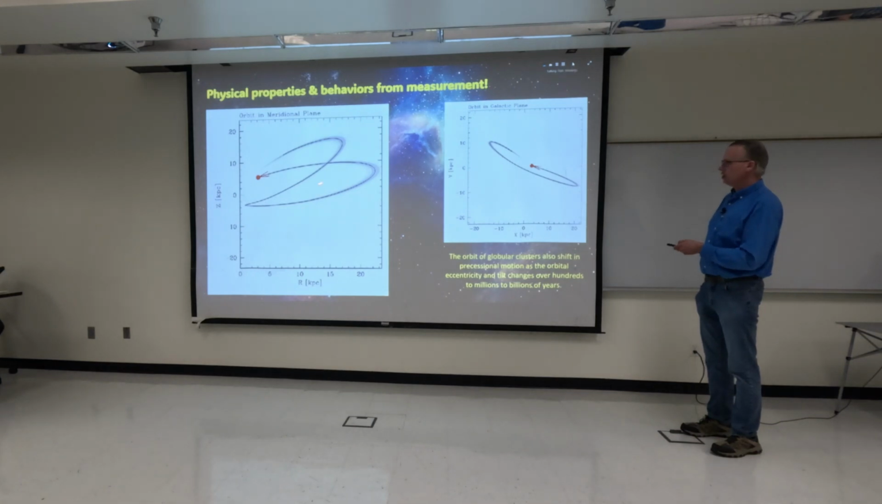And we can also see the precessional motion. This is along the meridial plane, which is perpendicular to the plane of the Milky Way galaxy. So the globular clusters' orbits can precess around the center of the Milky Way galaxy. And that can occur anywhere from 400 million to about 8 to 10 billion years.